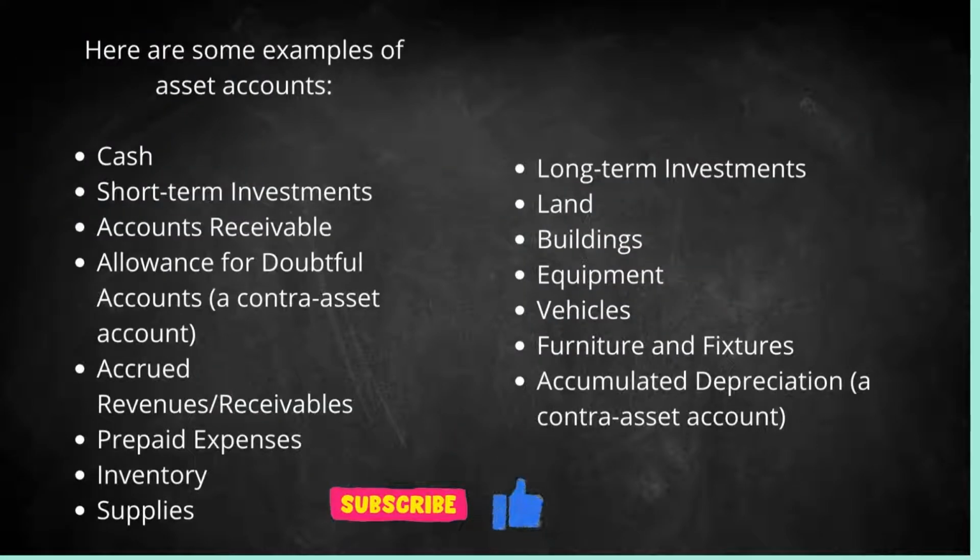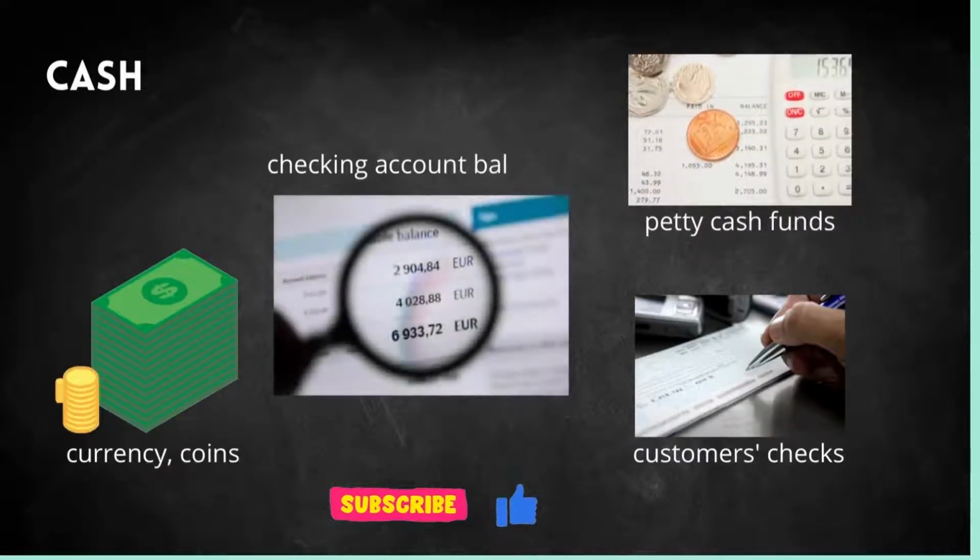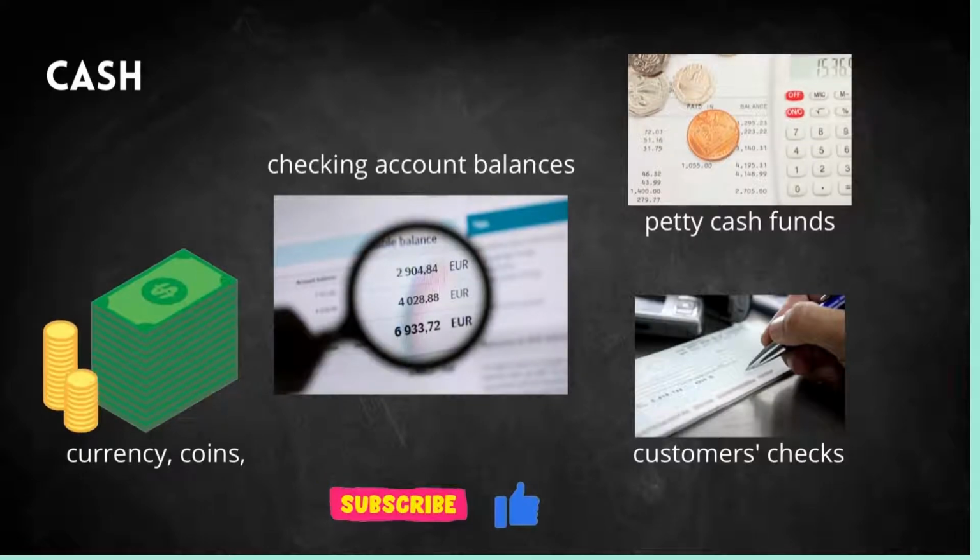Now here are some examples of asset accounts. The first one is cash, then short-term investments, accounts receivable, allowance for doubtful accounts, which is a contra asset account, then accrued revenues or receivables, prepaid expenses, inventory, supplies, long-term investments, land, building, equipment, vehicles, furniture and fixtures, and accumulated depreciation, which is also a contra asset account. Now, let's discuss the description of those asset accounts.